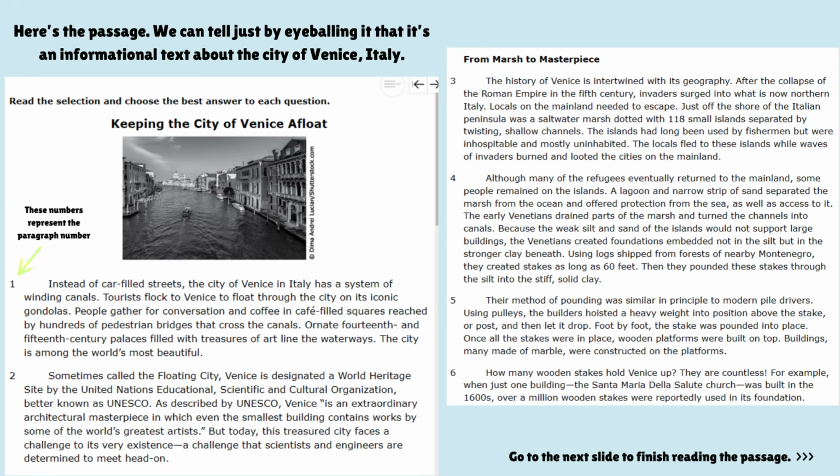The history of Venice is intertwined with its geography. After the collapse of the Roman Empire in the 5th century, invaders surged into what is now northern Italy. Locals on the mainland needed to escape.